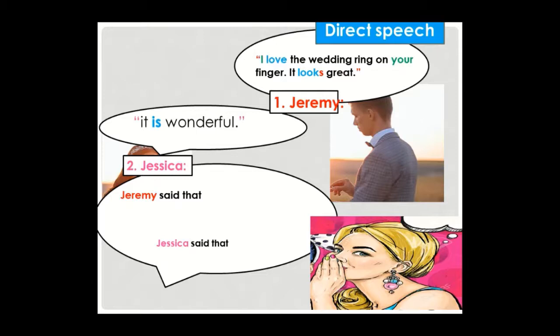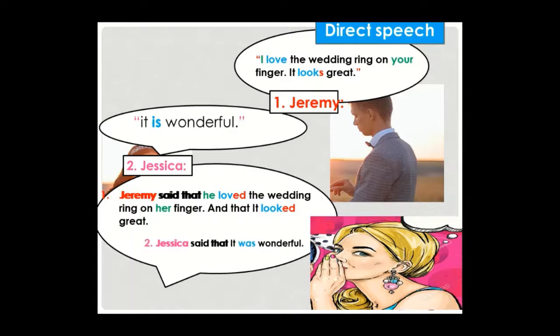Well, this is the direct speech of Jeremy and Jessica. Now, if you look at the one down here, the question is, how is she going to report the speech? Okay, if we start with Jeremy, said that he loved the wedding ring on her finger and that it looked great. The speech of Jessica, she will say, Jessica said that it was wonderful. So this is how she reported the speech.